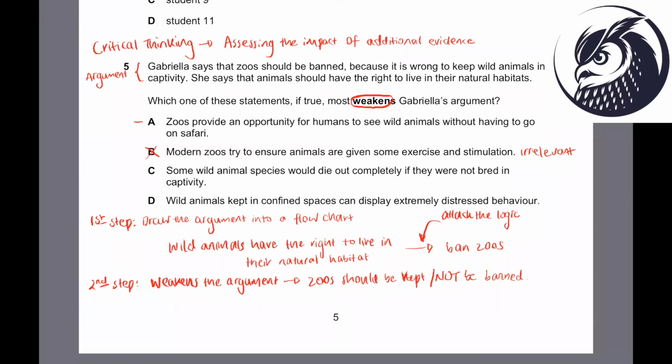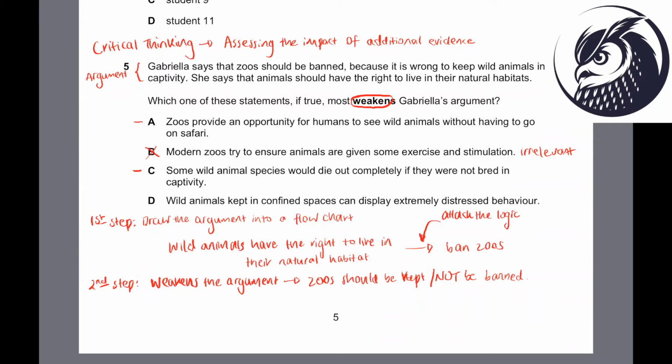And then option C says some wild animals would die out completely if they were not bred in captivity. Okay. So option C is saying that we should definitely keep zoos because if we didn't have zoos, some of the wild animals would become extinct if they were in the wild by themselves. So that is definitely something that is going to weaken Gabriella's argument, okay? Because it is trying to say that zoos should be kept. So again, I'm going to put a dash next to it, right? Because it's a potential answer that weakens Gabriela's argument.